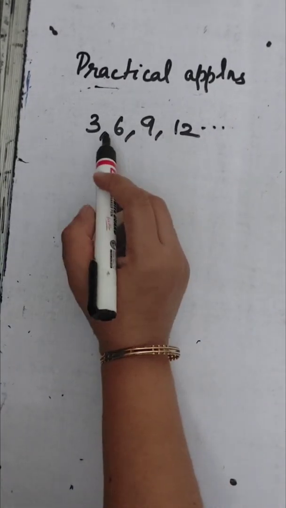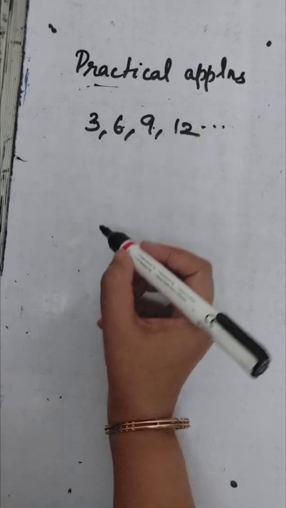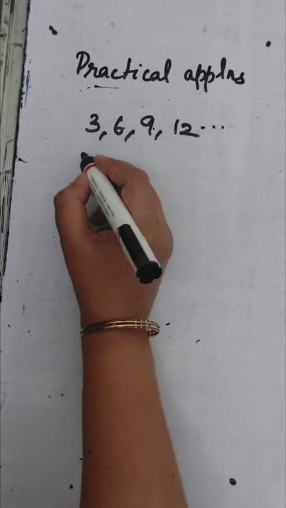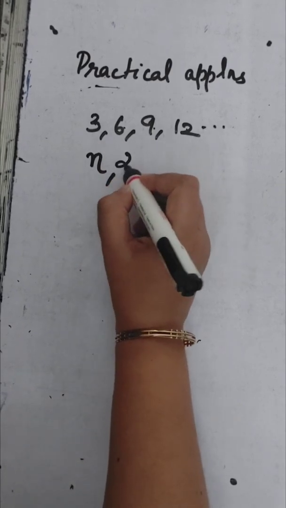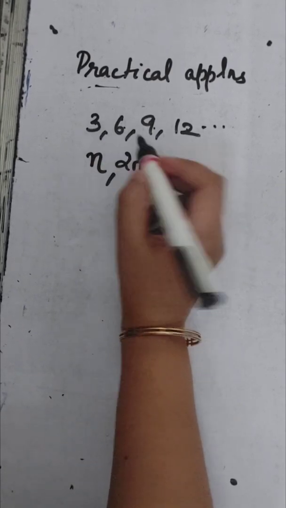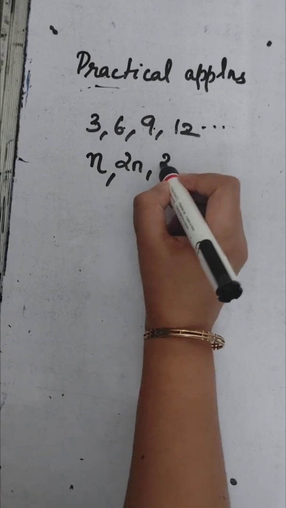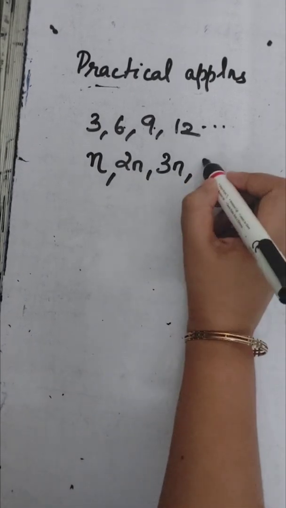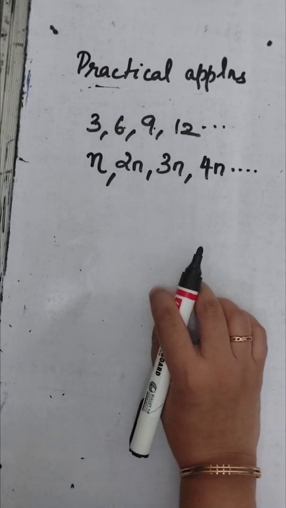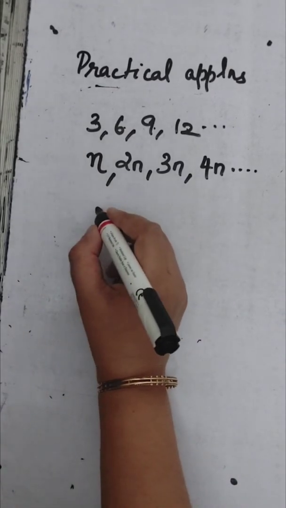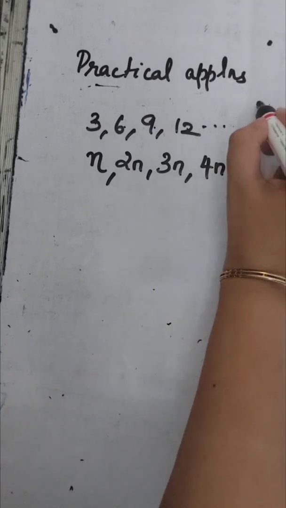For example, let's take this example 3, 6, 9, 12. Okay, so let the first number be n. Okay, so what is the second number? 2n, like 2 into 3 equal to 6. What is the third number? 3n. What is the fourth number? 4n and so on. Okay, so now how will you find the 10th term?